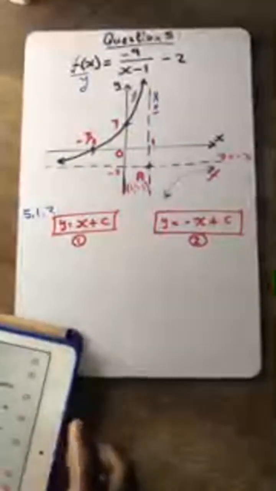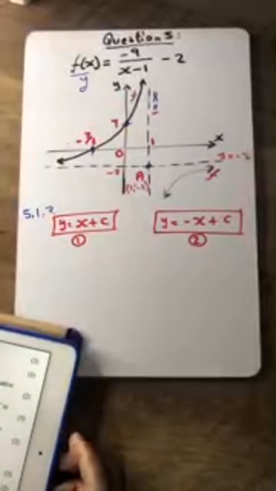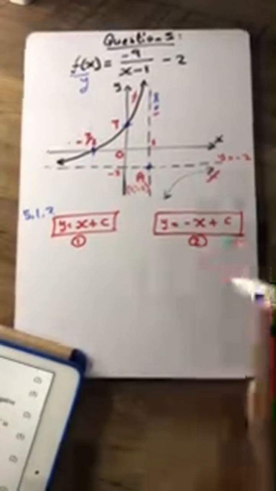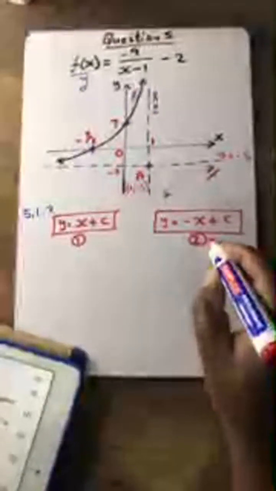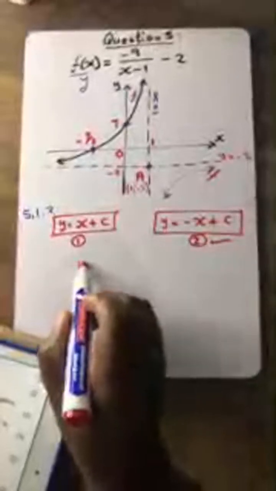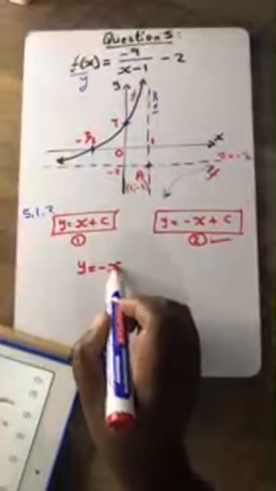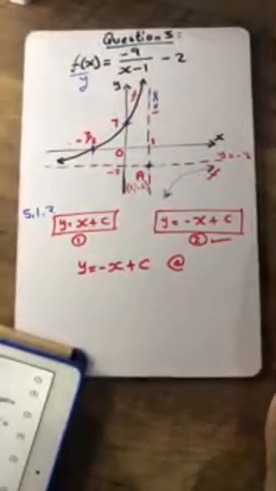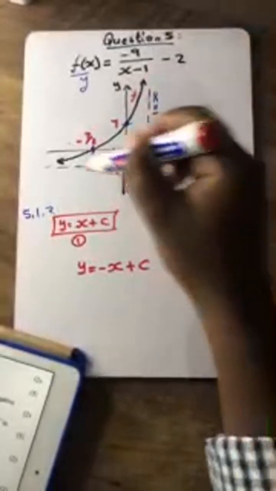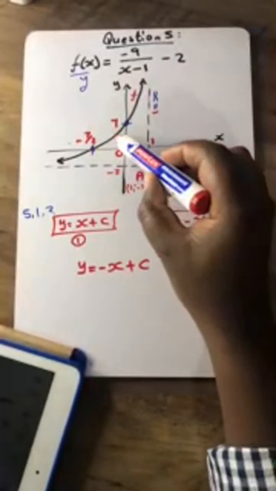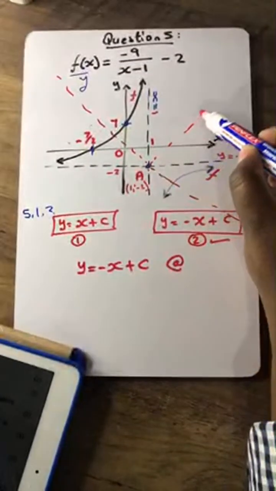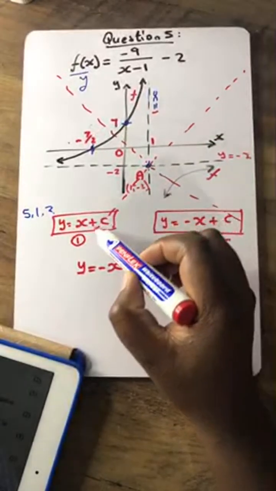Okay, let me further explain. According to the question, they want the equation of a line which has a negative gradient. So that means equation number 2 is the one that we're going to use. So you're going to say y is equal to negative x plus c. Then you say at a point where the asymptotes intersect, because this is where you have your lines crossing, which we call the axis of symmetry.